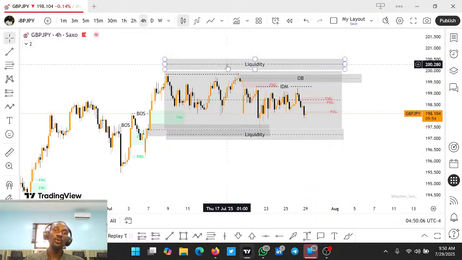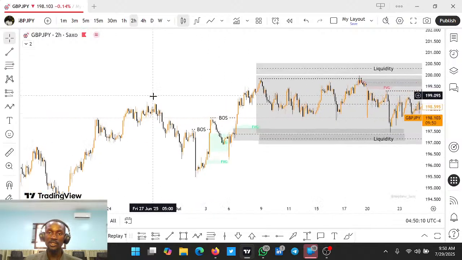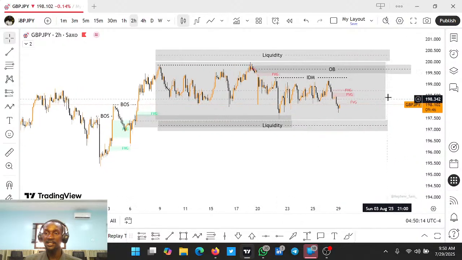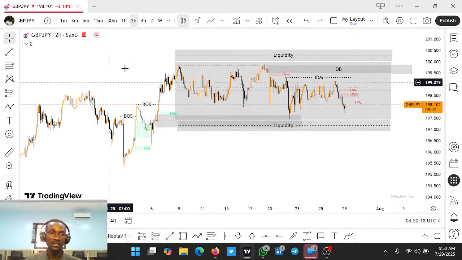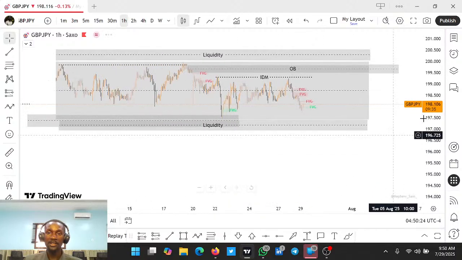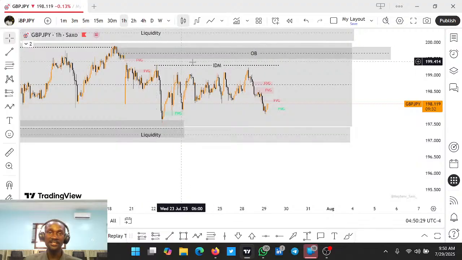Now let's go to a lower time frame, 2 hours. I'm looking at the 2 hour time frame. You can't see anything clear, right? Still the same thing as 4 hours. Now let's go to 1 hour. On the 1 hour, it's still the same thing. Nothing to see. Still the ranging market we are seeing, right?